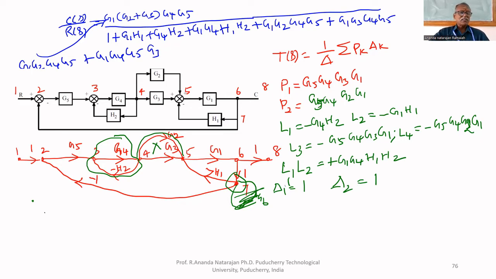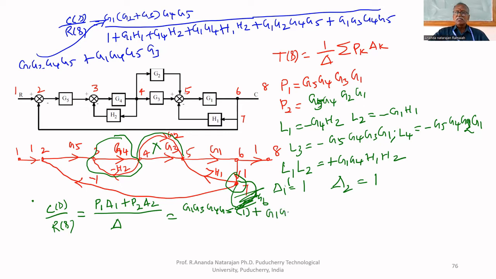Therefore, the transfer function is C of S upon R of S equal to P1 delta 1 plus P2 delta 2 upon delta. That's all. What is P1? P1 is G1, G3, G4, G5 multiplied by delta 1, that is 1, plus G1, G2, G4, G5 multiplied by 1.